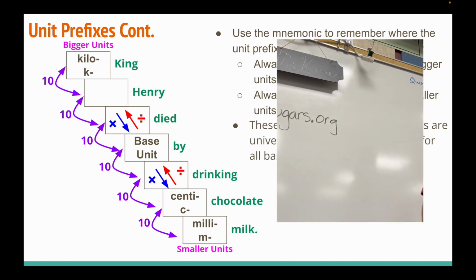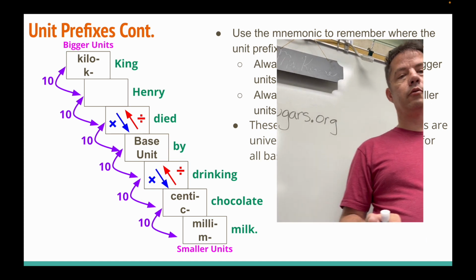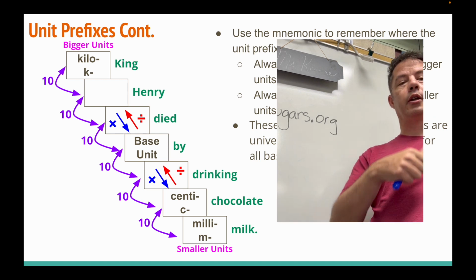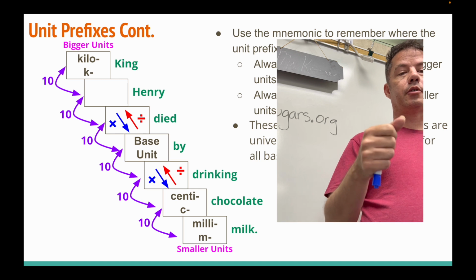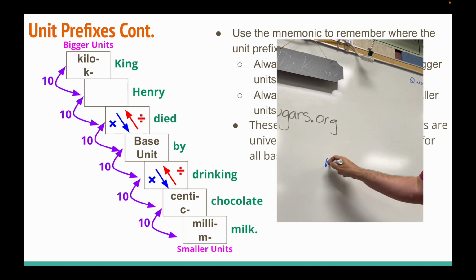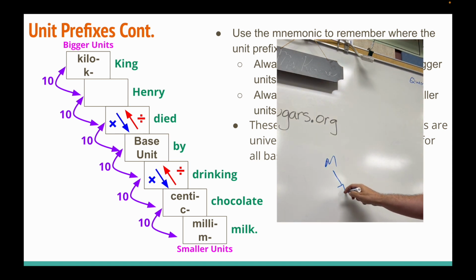These prefixes and unit conversions are universal, which means they work for all units. So if we're in meters, we can have centimeters. So we start at meters, and we're going down to centimeters, multiply times 10 until we get to here. Because when you go down, you multiply. When you go up, you divide. So down is multiply. You go up, you're going to divide.